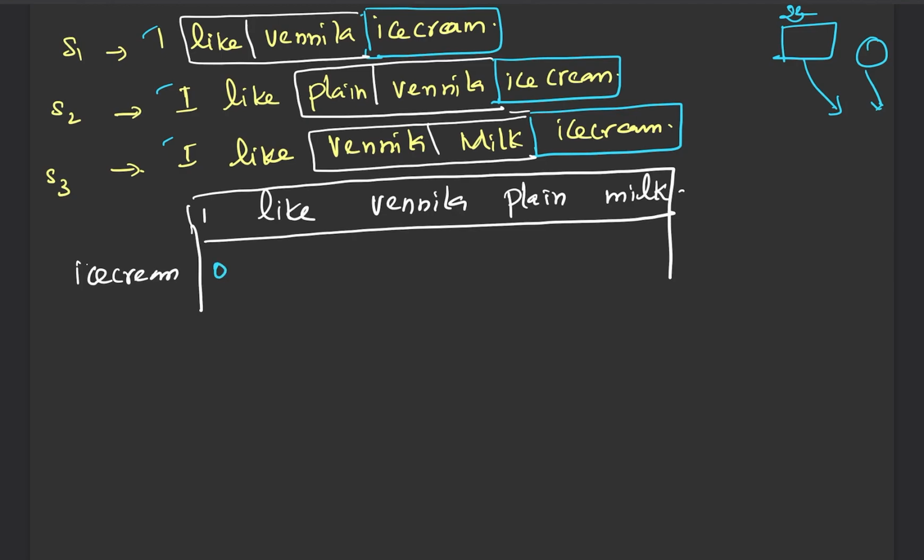And between ice cream and like, from the first sentence it is at distance 2, from the second there is no distance, 0 and 0, and we will take the highest value, 2. And vanilla, here it is at a distance 1 in the first one and in the third sentence it is at a distance 2. I will take the highest distance. And for the word plain, it is also 2. For the word milk, the distance is 1.